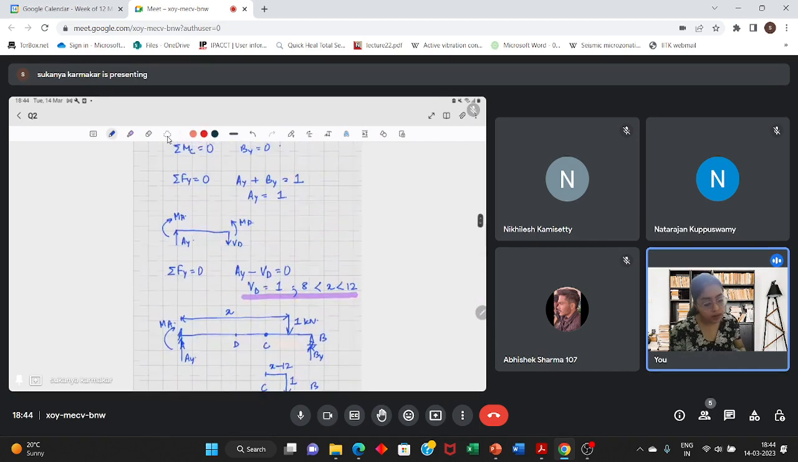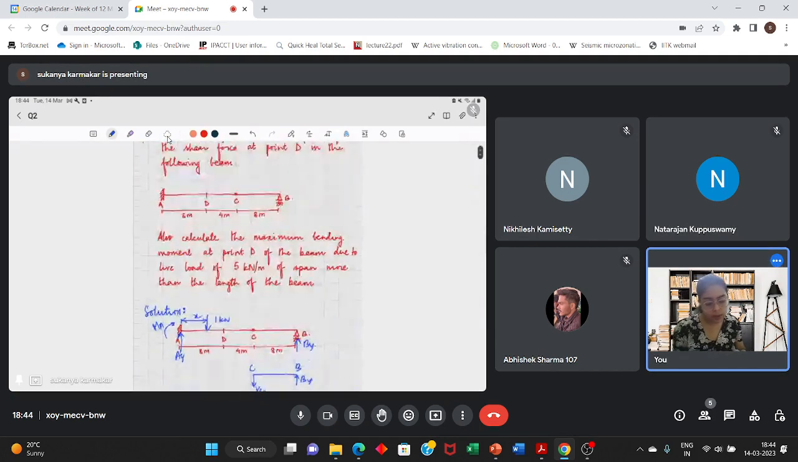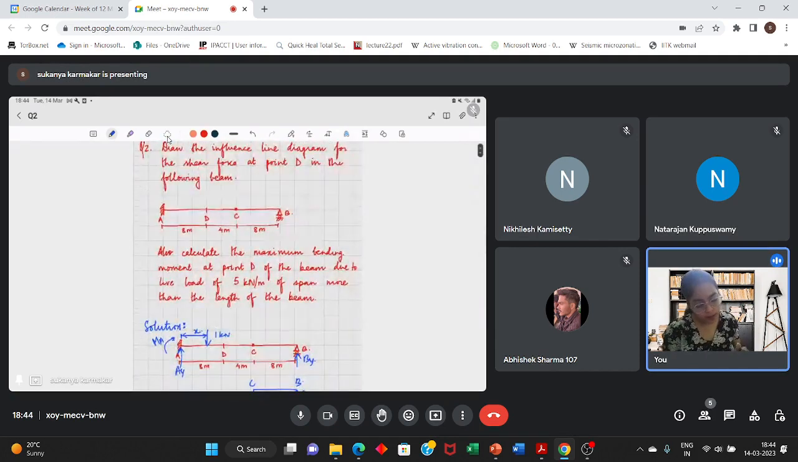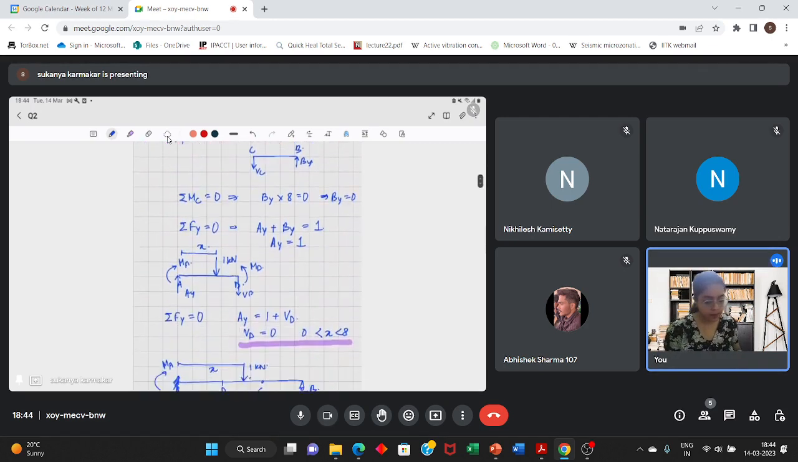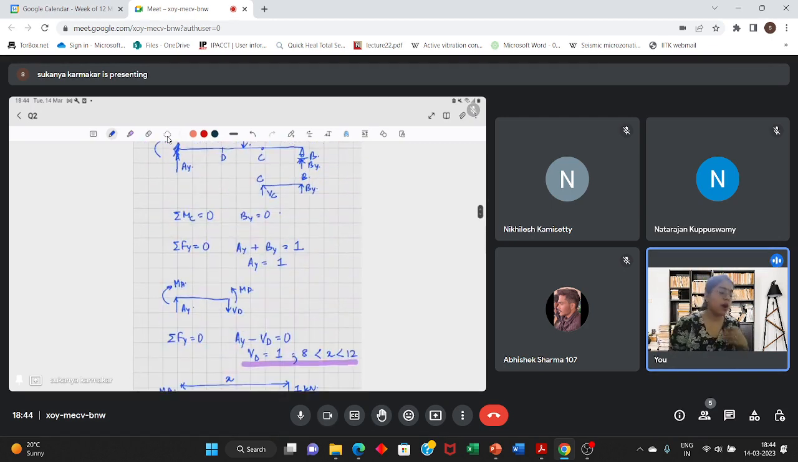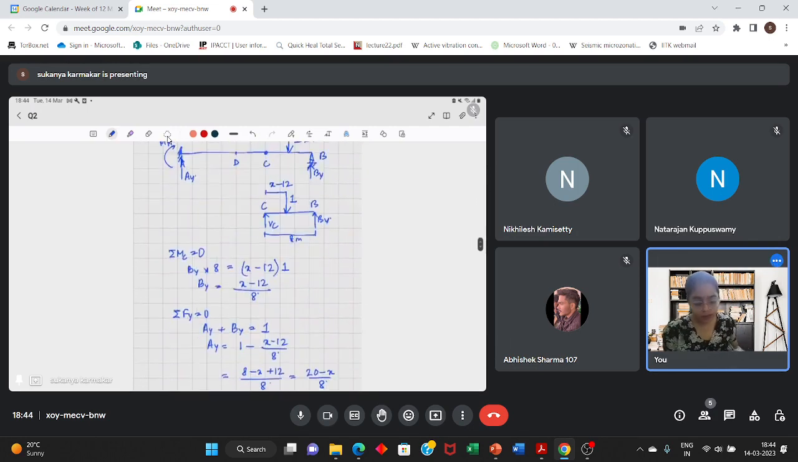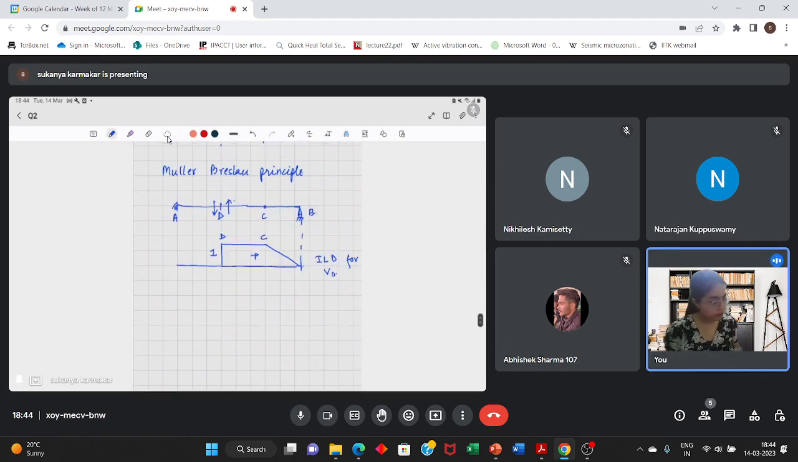So now the second part of the question. What is the second part? You have to calculate the maximum bending moment at point D of the beam due to the live load of 5 kN per meter of span more than the length of the beam. So first draw the influence line diagram for the bending moment at point D. For drawing this, I am using the Mueller-Breslau principle. You can also use the other technique, but here I am using the Mueller-Breslau.